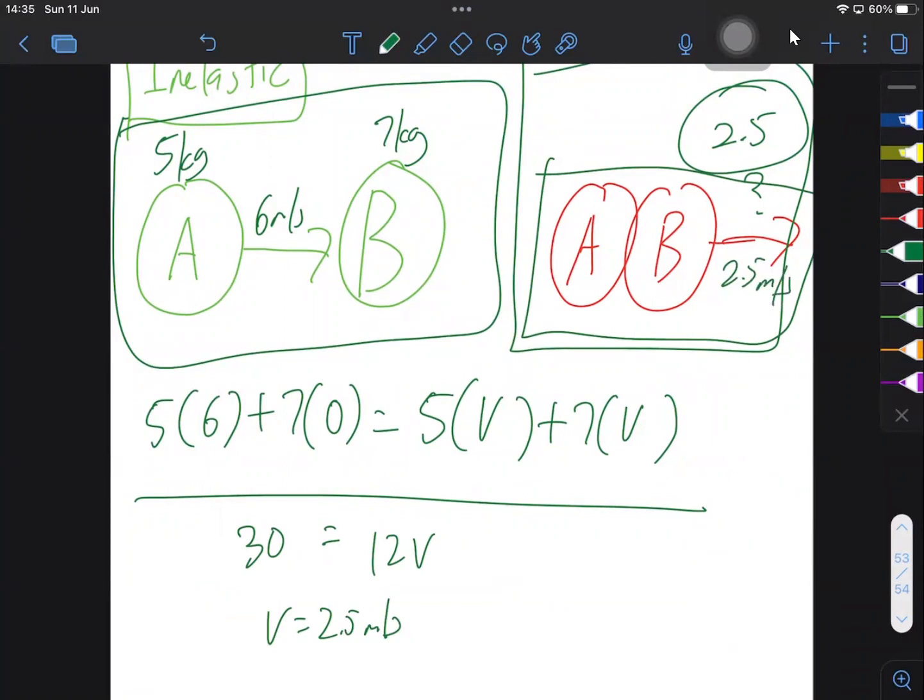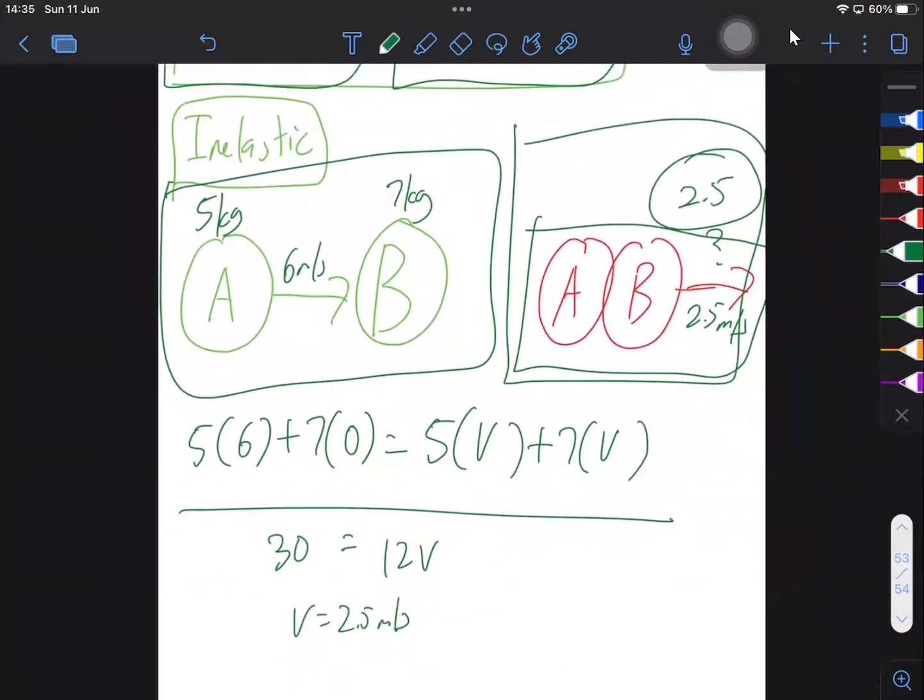Yes, boys and girls, this is the most common one in terms of your principle of conservation of momentum. You must know how to do this calculation. It's substituting one by one in only. Do you understand or not?